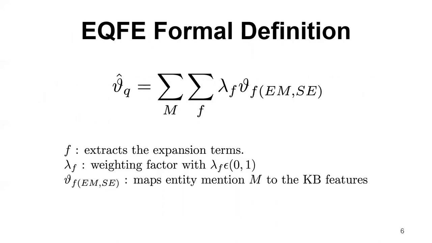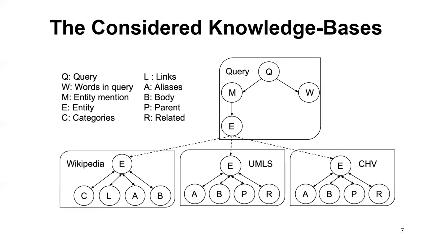This EQFE model is formally defined as the sum of expansion terms across all entity mention mappings M to all knowledge-base entity features F. In this study, we consider three knowledge bases: Wikipedia, and the UMLS. UMLS is a compendium of thesauri in the medical domain. And the third one that we consider is the Consumer Health Vocabulary, or CHV for short.